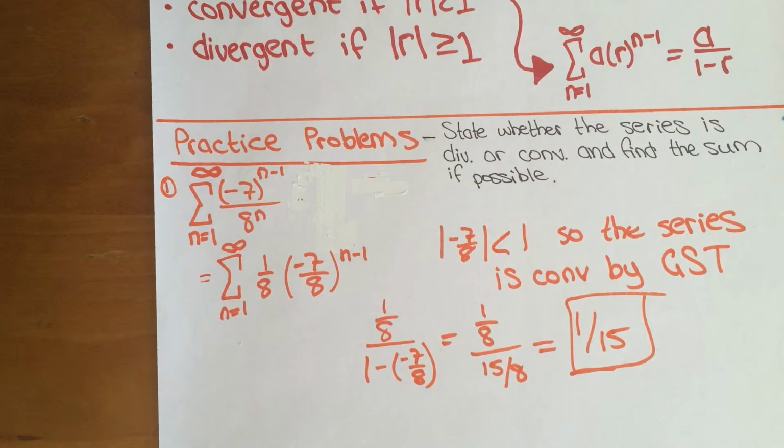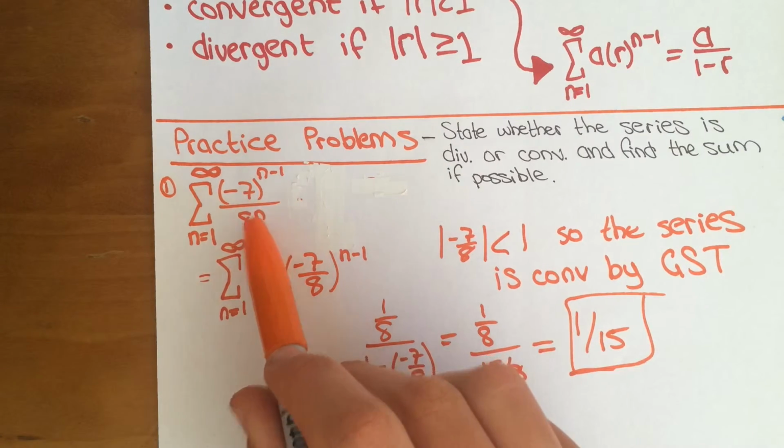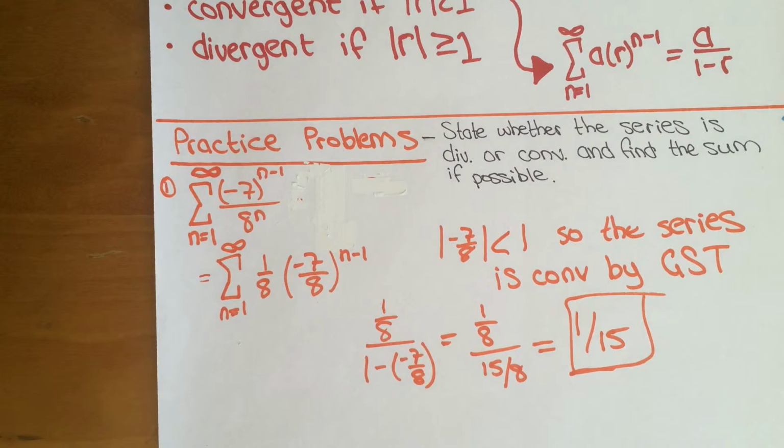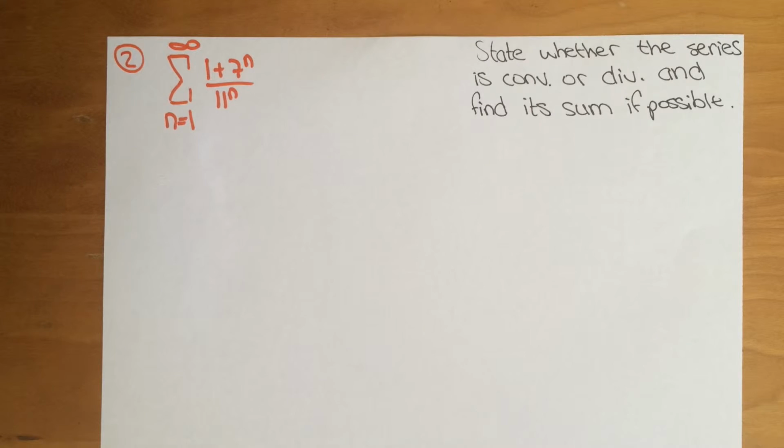A common mistake on problems like this is not realizing that this can be manipulated into the form of a geometric series. We are stating whether the series is convergent or divergent and finding the sum if possible. So you have to be aware that this fraction can be separated so that it is the sum of two convergent geometric series. We should always be on the lookout to see if we can manipulate something into a geometric series because the test is relatively easy.